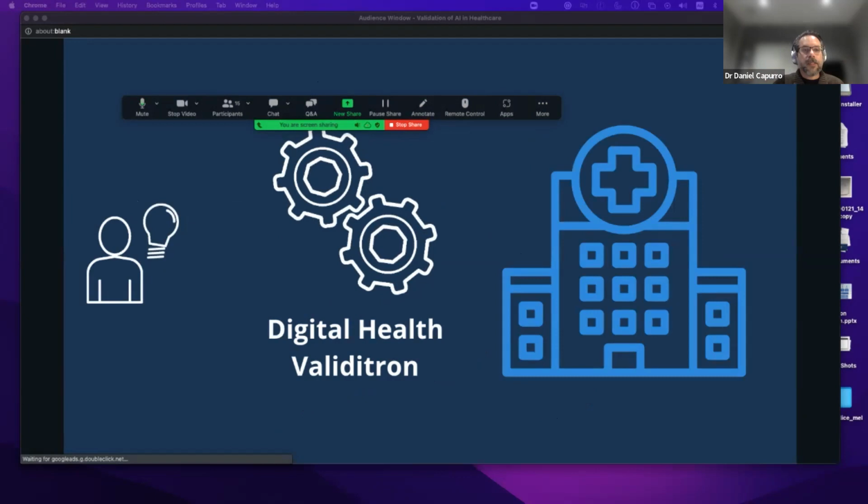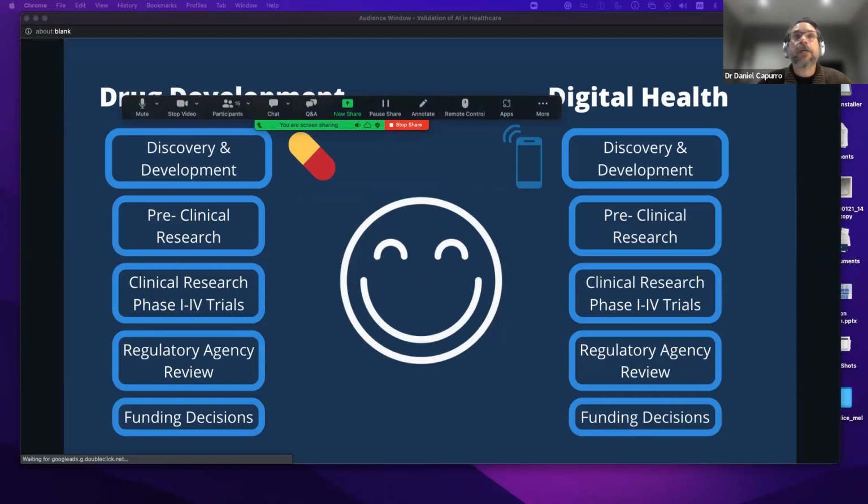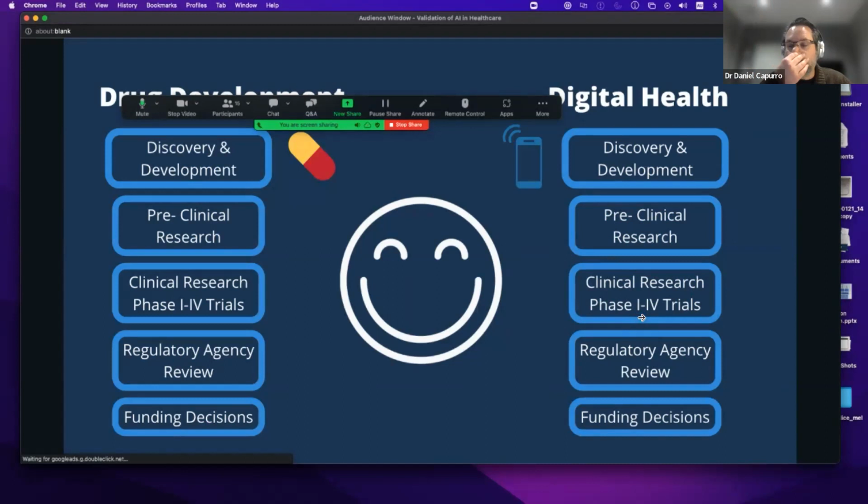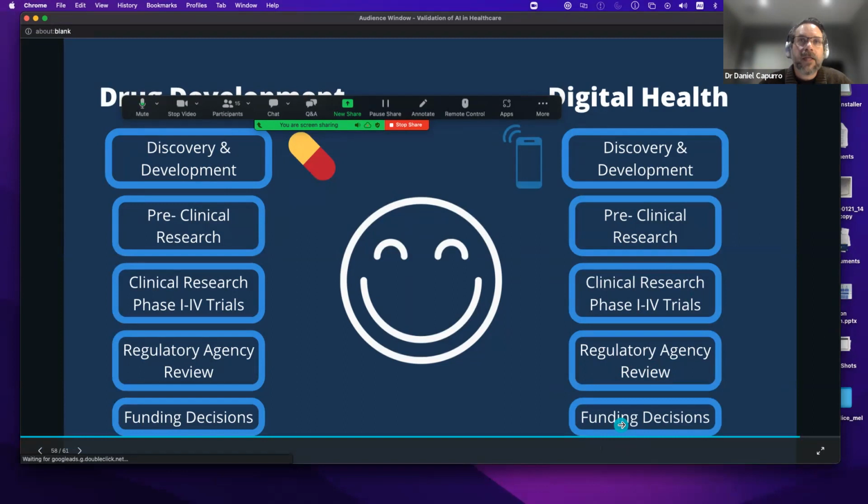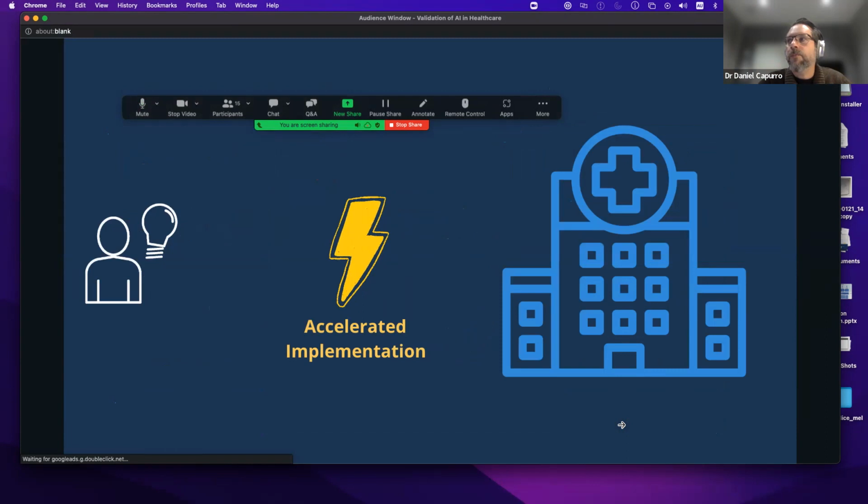Let's do a randomized trial. And so now we have happy researchers, happy health services, happy patients and developers, because we have a way to start closing this gap, with the preclinical research in the lab. We can start thinking about doing clinical trials, and talk to regulatory agencies, and hopefully in the future make funding decisions about all this, and hopefully lead to an accelerated implementation.